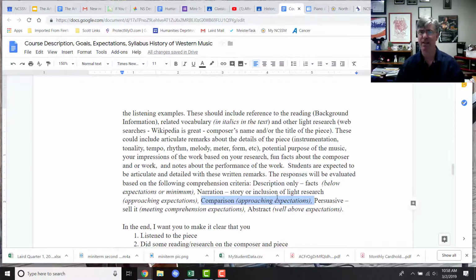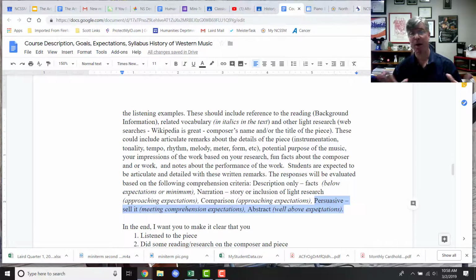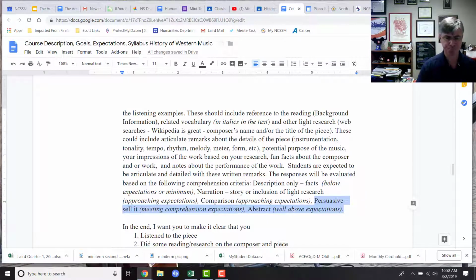Now we're really into the vein of what I'm looking for in these thoughtful responses. If you want to make a persuasion as part of it, I'm happy to have you do that. That's really doing it then. And then finally, if you want to really go abstract and give me something that I never expected, I'm happy to get that as well.